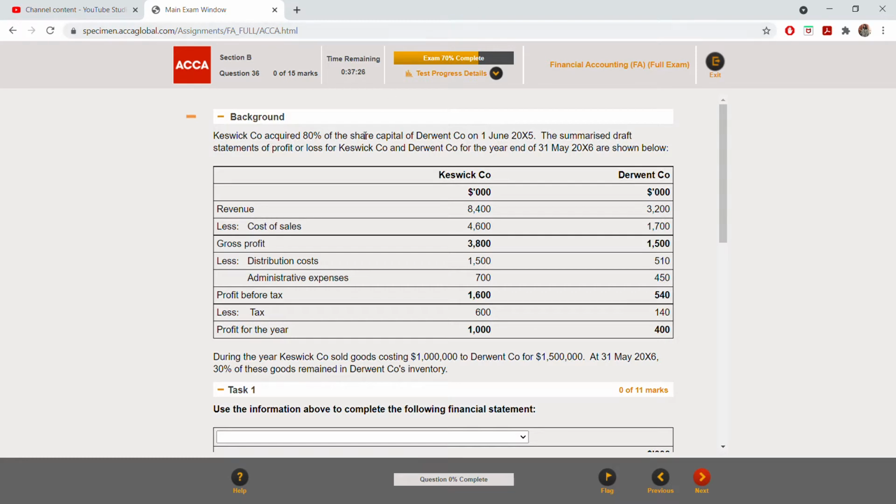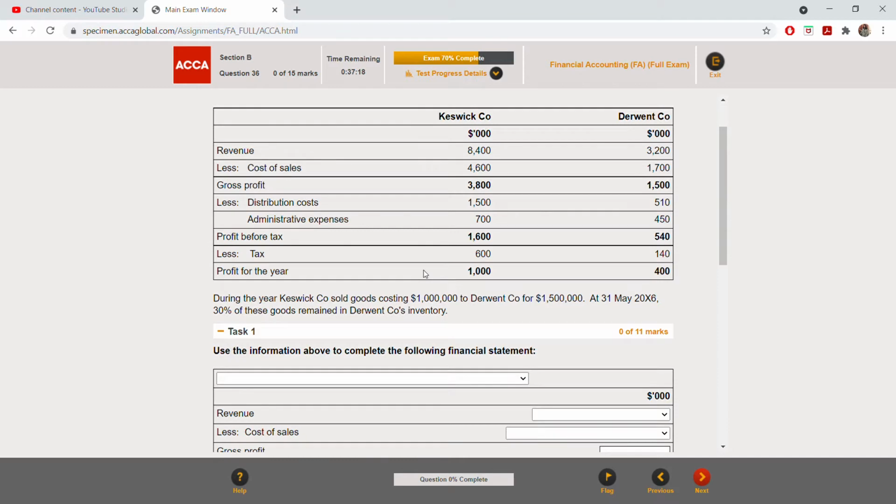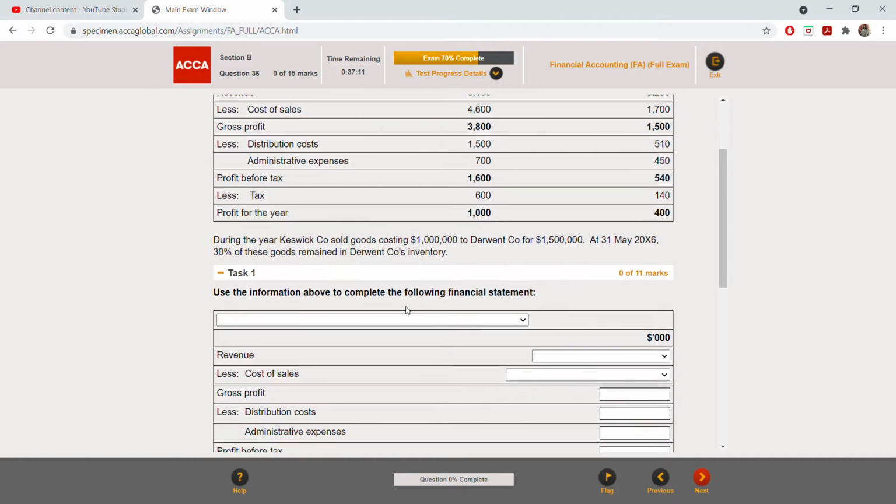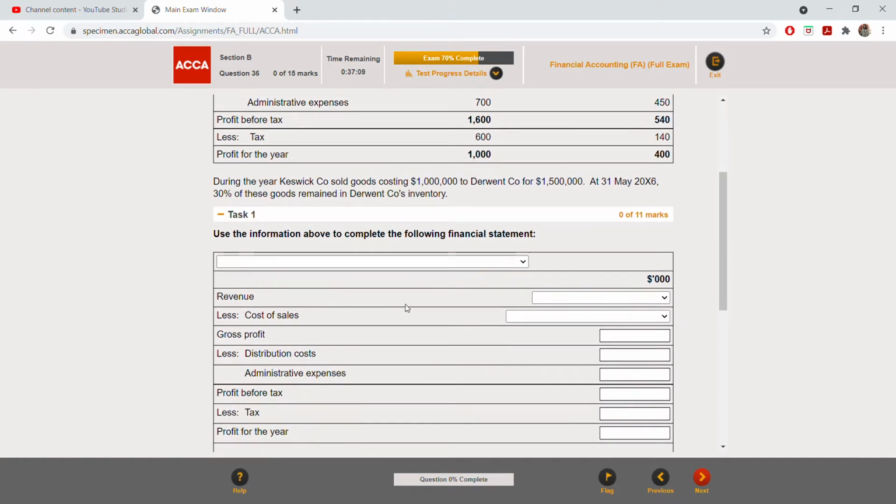Okay. So in the background we have Caswick, which acquired 80% of the share capital of Devant. The summarized draft statement of profit or loss has been given to you. Then they have told us that during the year they sold goods costing to Devant, and 30% of these goods remain in Devant company's inventory. You have to complete the following financial statements.